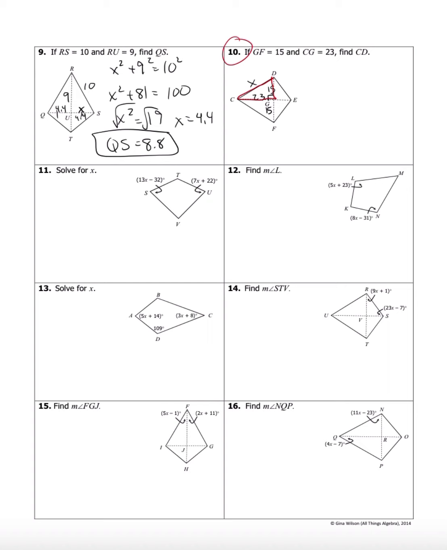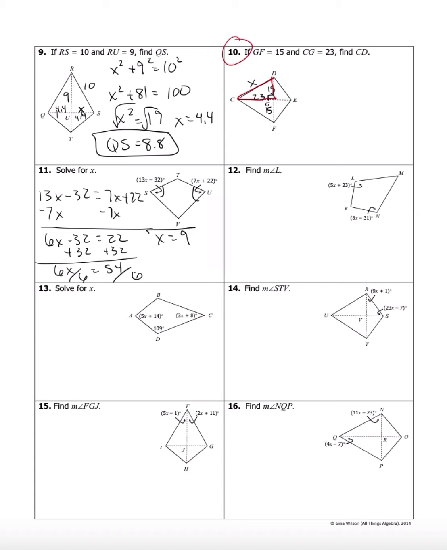All right, number 11. Now we're getting into some algebra. So these two angles here are the ones that are equal. So when we solve for x, 13x minus 32 equals 7x plus 22. I'm going to set those equal because those were the two equal angles. So 6x minus 32 equals 22. I'm going to add 32 to both sides. 6x equals 54. Divide by 6. X equals 9. And that's where we can stop on that one for x.